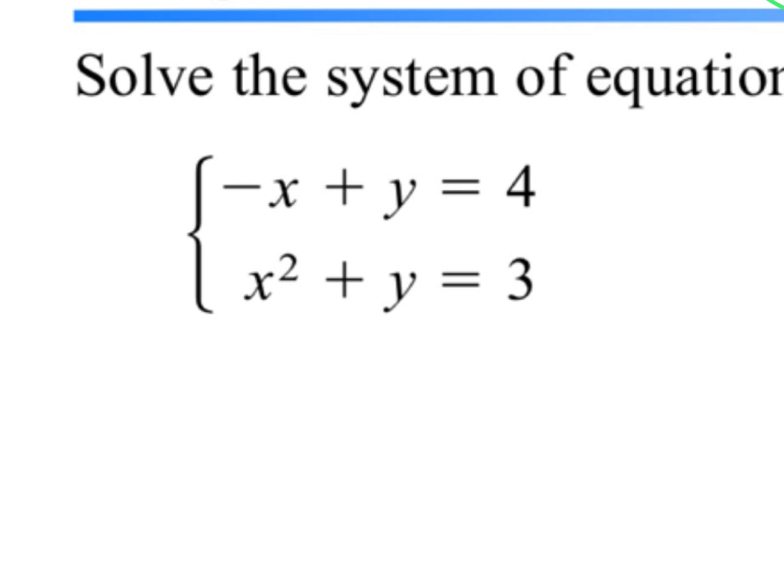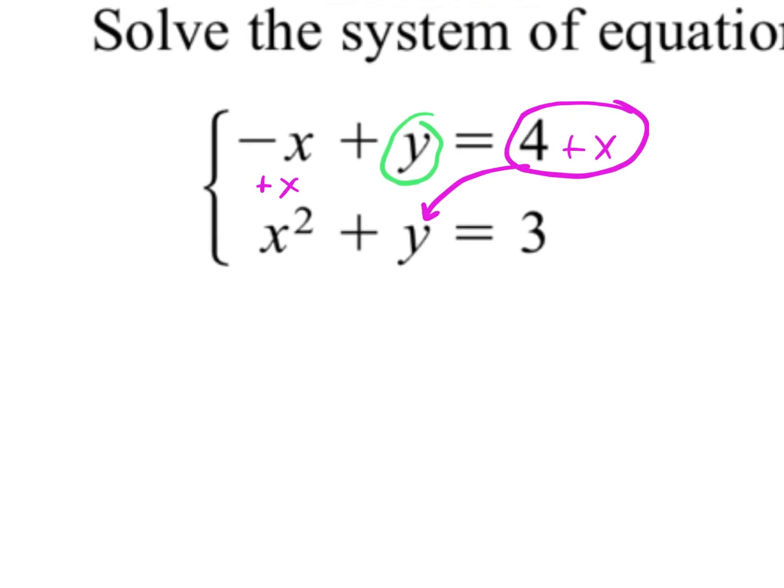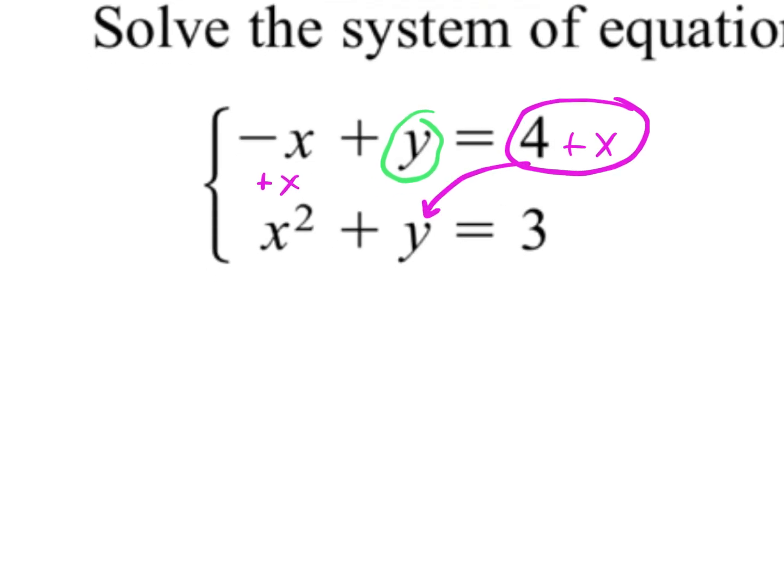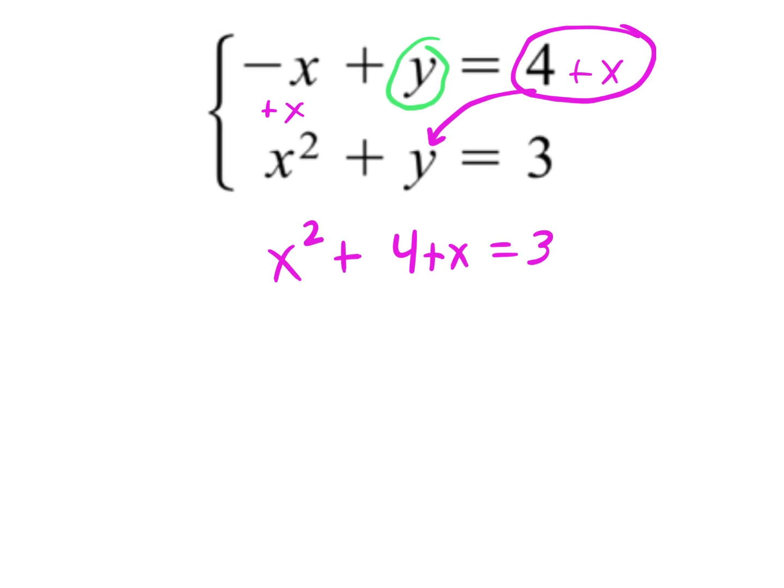But which equation do you guys want to solve for which variable? Or do the top equation, solve for y? It's probably the least amount of work. So just add x to both sides. So everywhere you see a y in the second equation, you're going to plug in 4 plus x. All right, so I'm going to replace this: x squared plus, instead of y, 4 plus x equals 3. Okay, so x squared plus 4x.